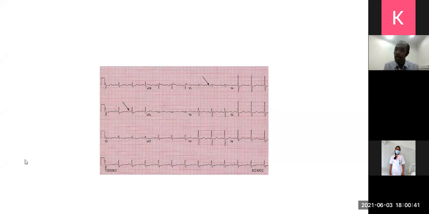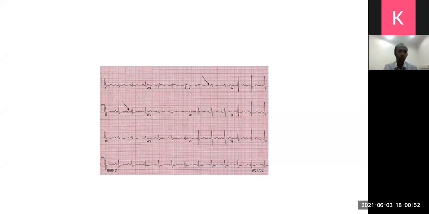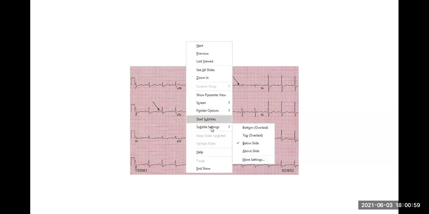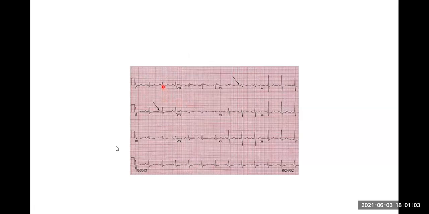Now, for today's discussion, we will talk about individual waveforms and segments. So let's start off with the P wave. I'll first put my marker on, then I can show you these. Okay. So the first abnormality of the P wave I would like to show you is this.